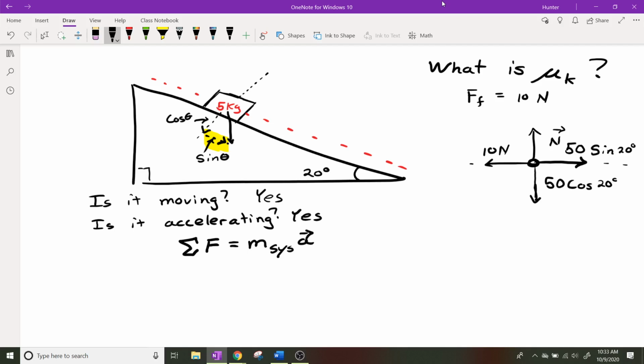50 sine 20 is the first force. Okay. What next? 10 newtons? Negative 10. Why negative? Okay, left is negative, right? So we're going to be going negative 10 newtons. Okay. And that's going to equal what?